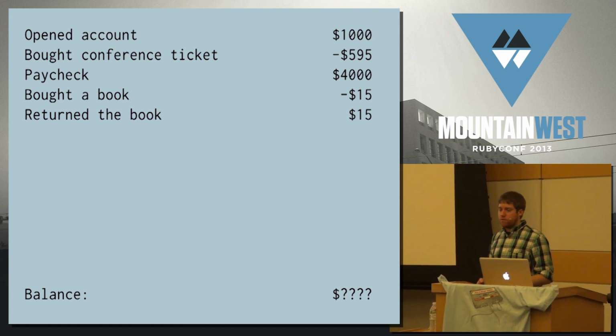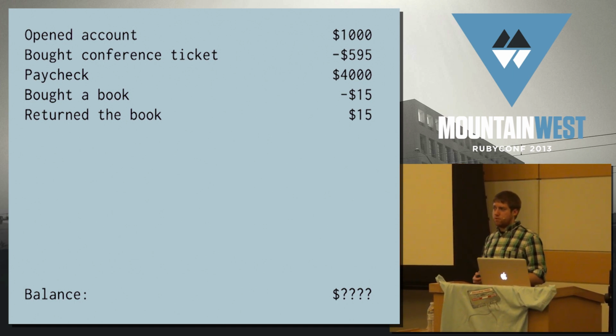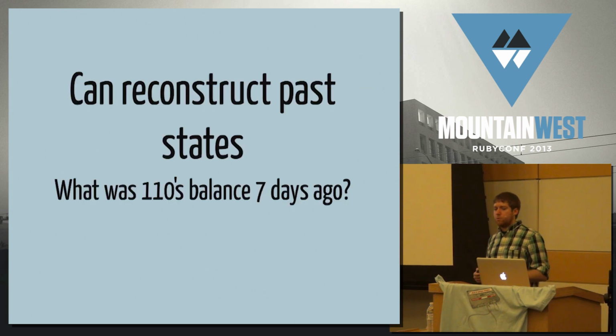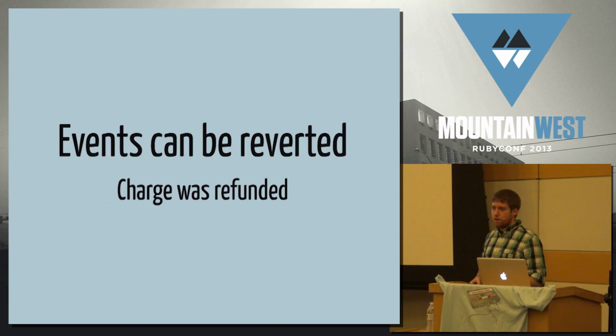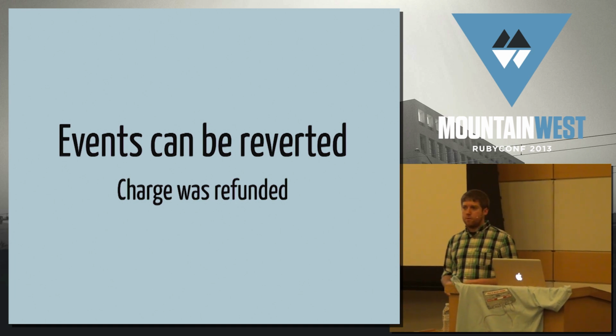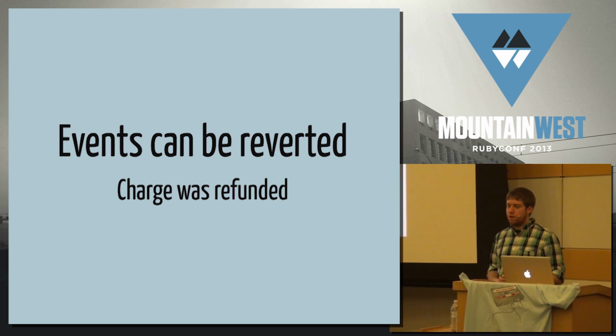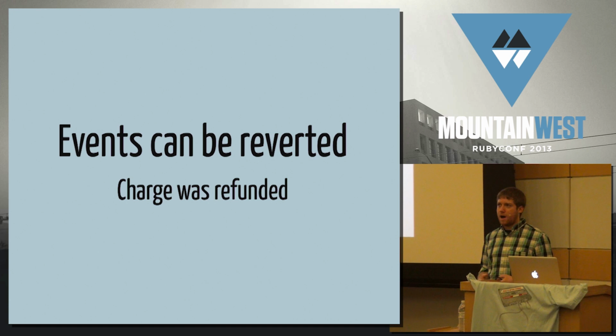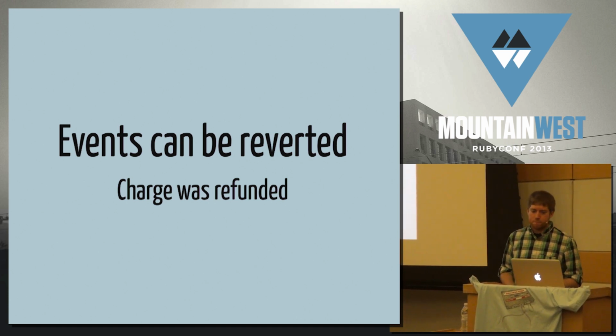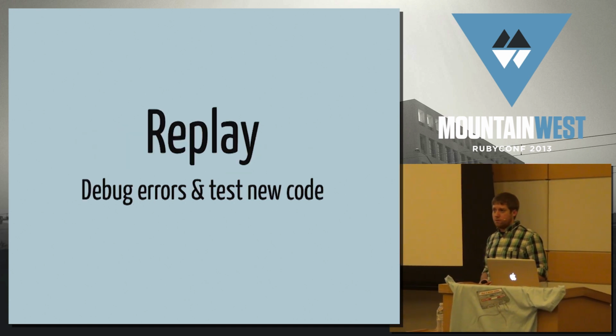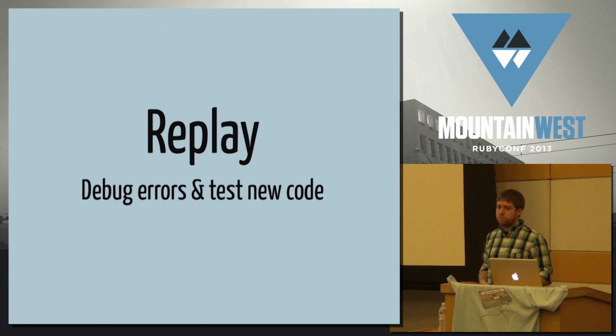And because we have this log of events, we can ask some interesting questions and do some interesting things with our data. We can say, what was account 110's balance 7 days ago? And if we look at the events leading up until that point in time, we can answer the question pretty easily. And then events are immutable. So for the returning book example, instead of deleting the fact that we bought the book at all, we inserted a new event that was the opposite and returned the money to the account. And finally, events can be replayed in a different time or a different place.